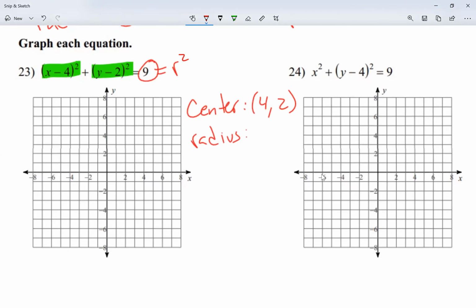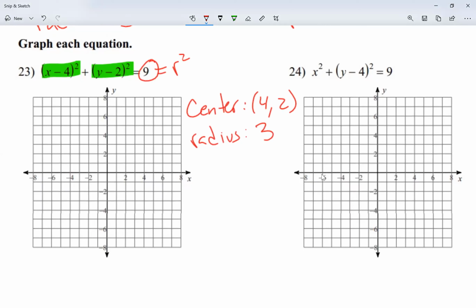I know 9 is radius squared. So I'm thinking which number multiplied by itself is equal to 9? In this case, 3. Okay, so now let me graph this. The center is the point 4, 2. So let me draw the point in the center there. And then let me find a point on the edge of the circle.